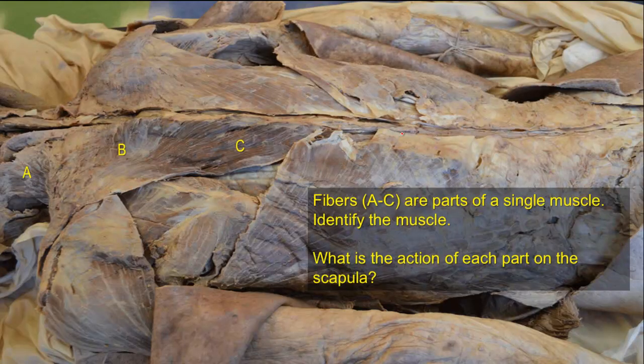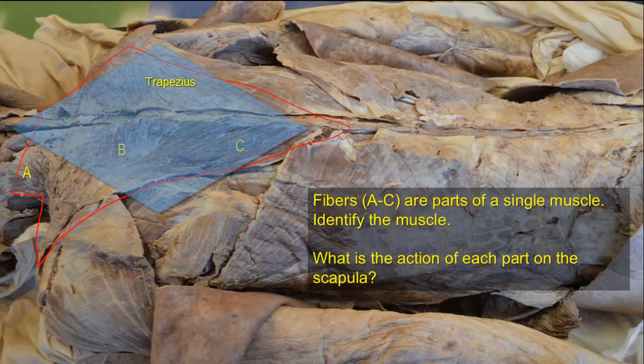Fibers A to C are parts of a single muscle. Identify the muscle and what's the action of each part on the scapula. The muscle is the trapezius muscle. As you can see here, it is a flat, wide, triangular muscle. It is called trapezius because the muscles of the two sides form a trapezium, an irregular four-sided figure.